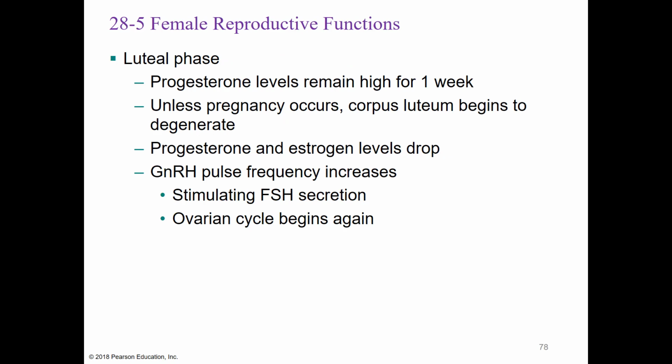Progesterone levels will remain high for about 1 week unless pregnancy occurs. The corpus luteum begins to degenerate. Progesterone and estrogen levels drop. Gonadotropin-releasing hormone pulse frequency increases, which will stimulate follicle-stimulating hormone secretion, and the ovarian cycle will begin again.